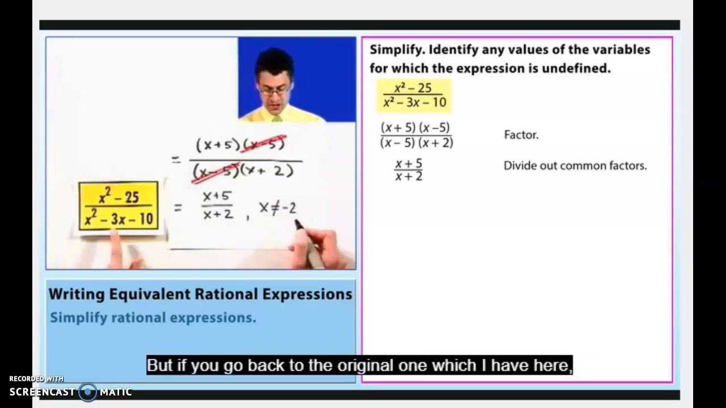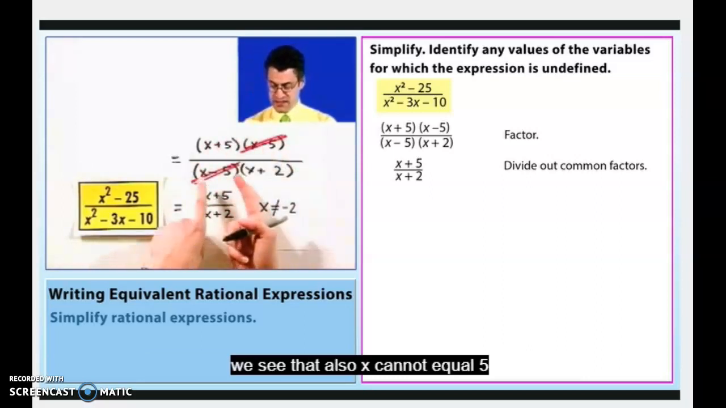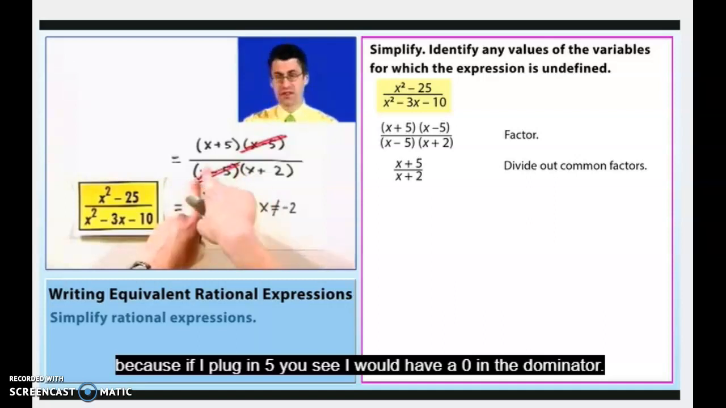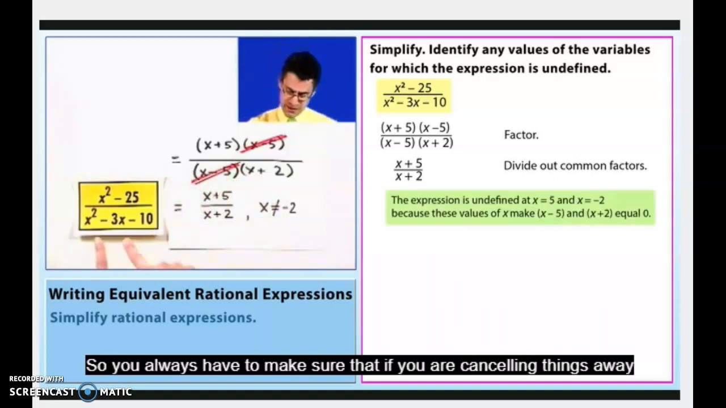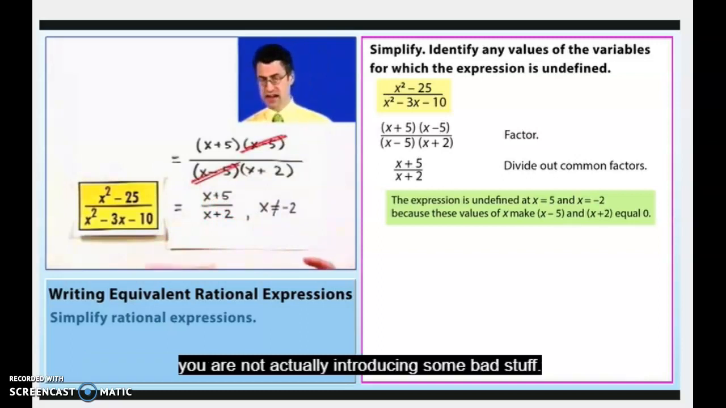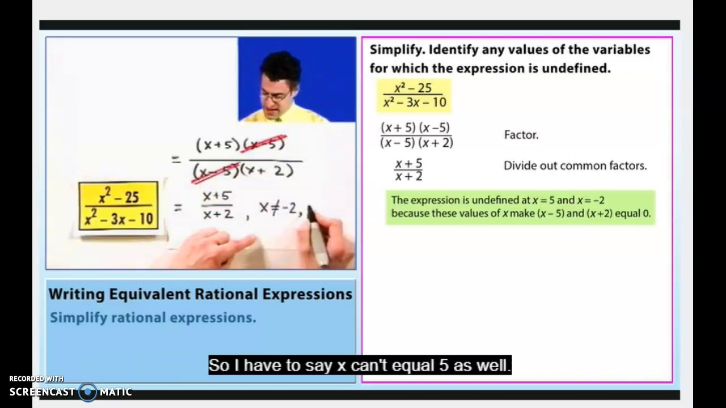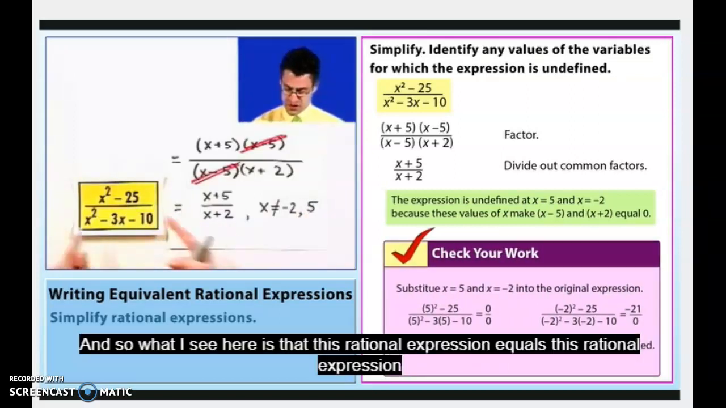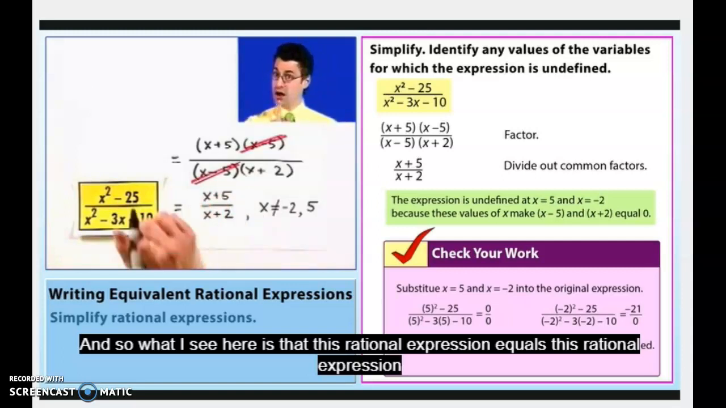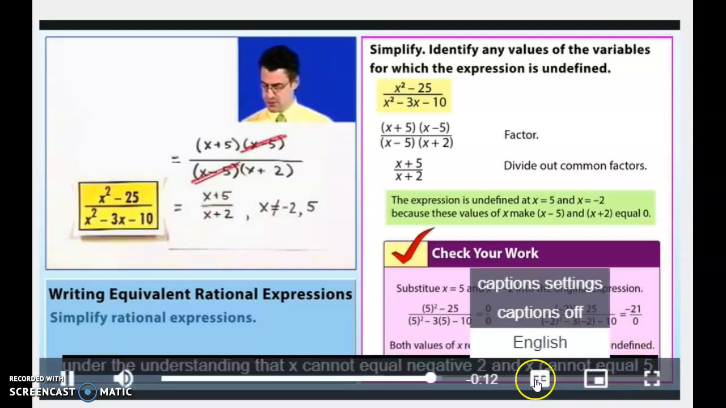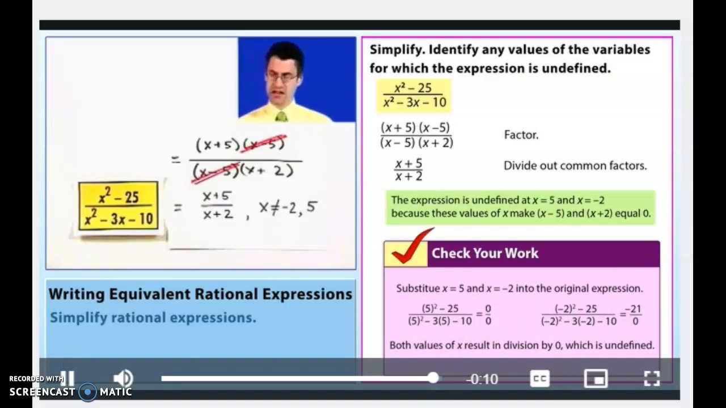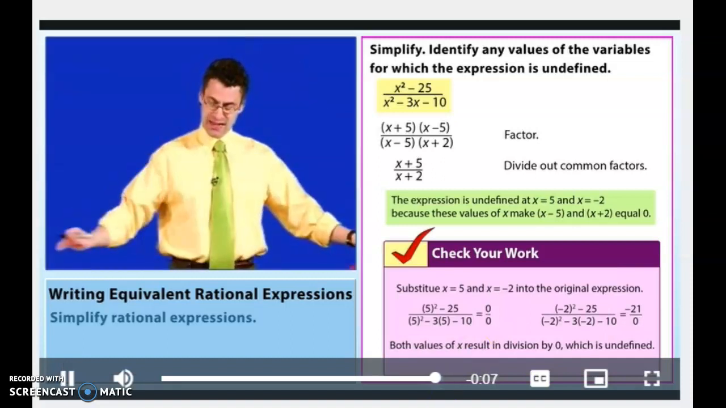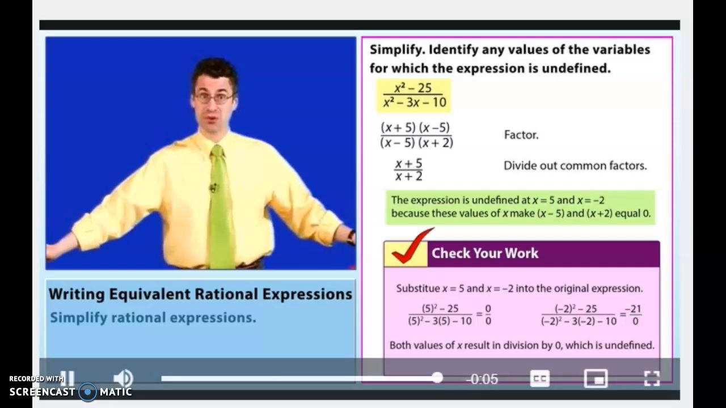But if you go back to the original one, which I have here, we see that also x cannot equal 5. Because if I plug in 5, you see I'd have a 0 in the denominator. So you always have to make sure that if you're canceling things away, you're not actually introducing some bad stuff. So I have to say x can't equal 5 as well. And so what I see here is that this rational expression equals this rational expression under the understanding that x cannot equal negative 2 and x cannot equal 5. Got to be really careful you don't accidentally cancel away some dangerous points.